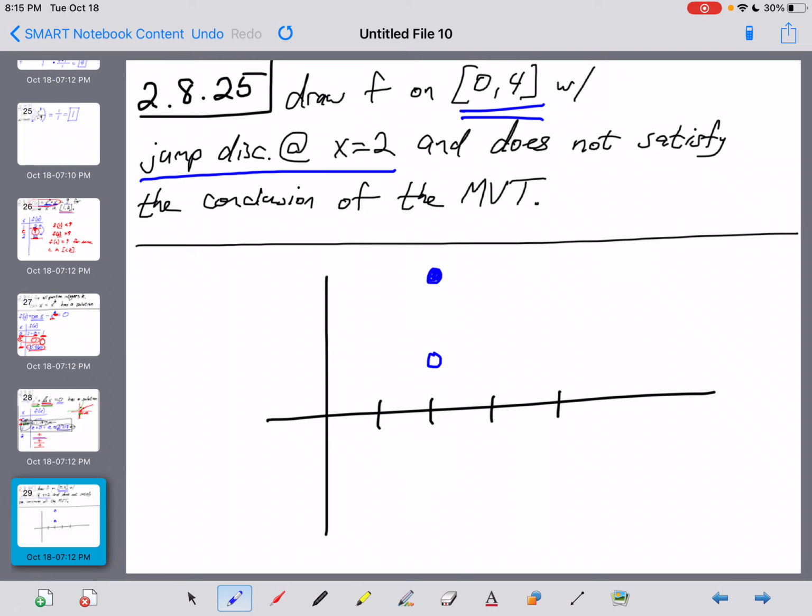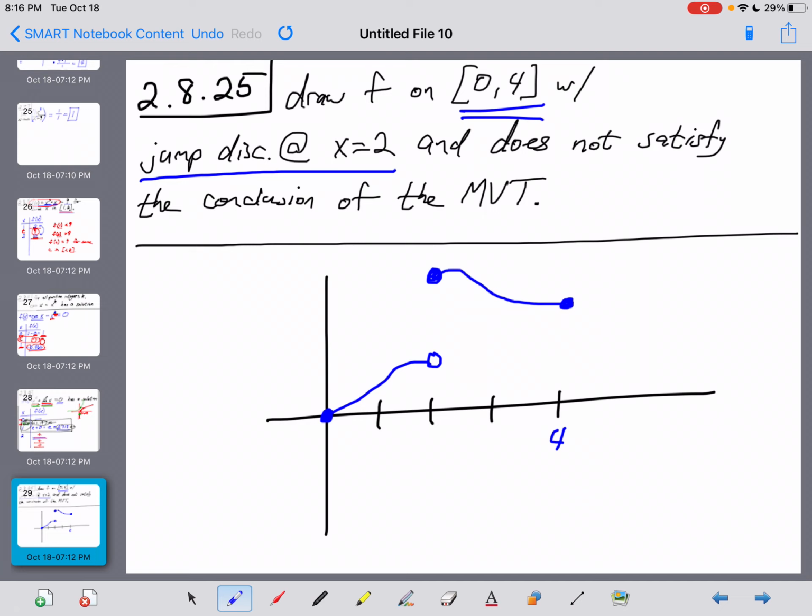So I'm going to color one of those in, and I'm just going to draw a little curve that does this right here on the left, and then a curve over here that does something like this on the right. So, what have I drawn here, guys? I've drawn a function on an interval from 0 to 4 that has a jump discontinuity at 2, and I want it to not satisfy the conclusion of the mean value theorem.